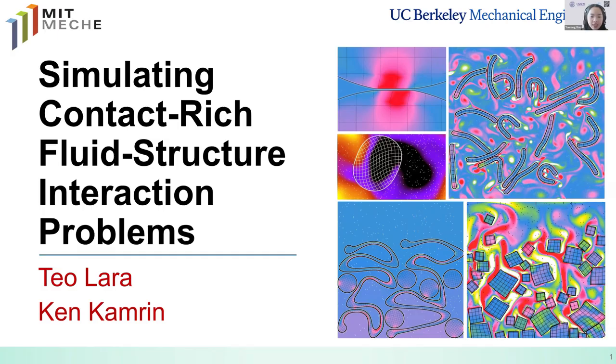Theo recently graduated from MIT with a bachelor's degree in mathematics and physics. His research lies at the intersection of applied mathematics, computational mechanics, and biological systems, with a particular focus on fluid-structural interactions. Working with Professor Ken Carvin, he developed a fully Eulerian simulation method for modeling frictional contact between soft bodies immersed in a fluid.